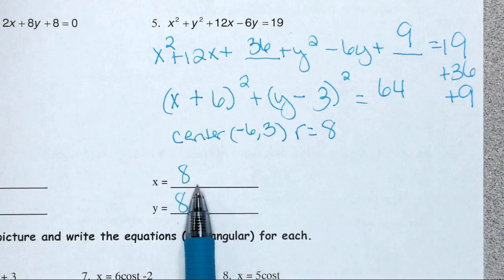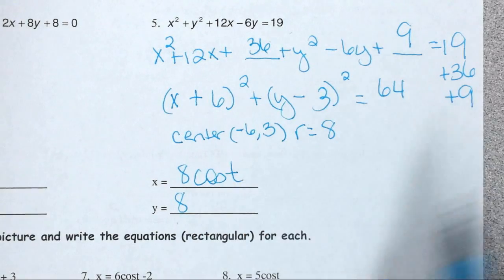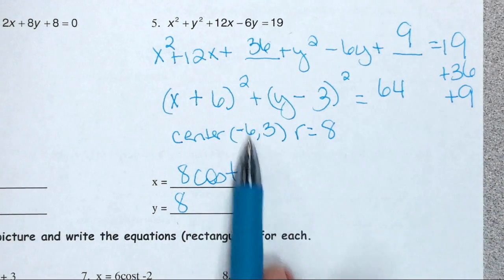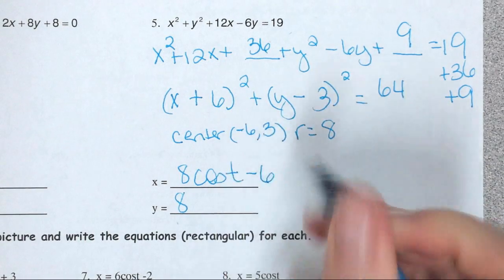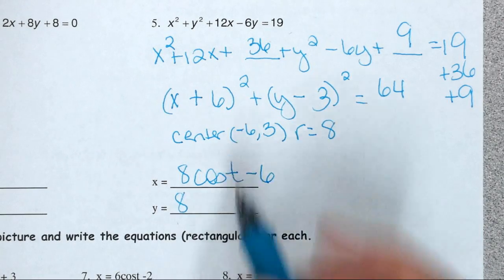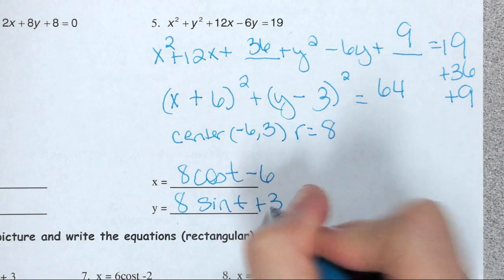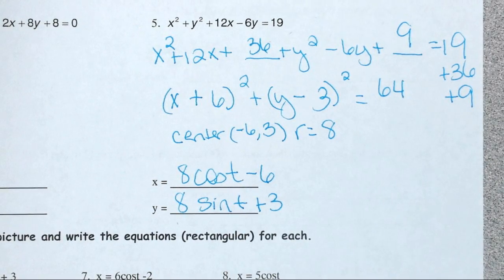Because this says x, what trig function do I write? Cosine of t. Oh, nice. When you're writing the h, you write down what it says at the center. It's minus 6. You don't do the opposite when you're doing parametric. You do what it says. Very good. 8 sine t, then what? Plus 3. What do you think?